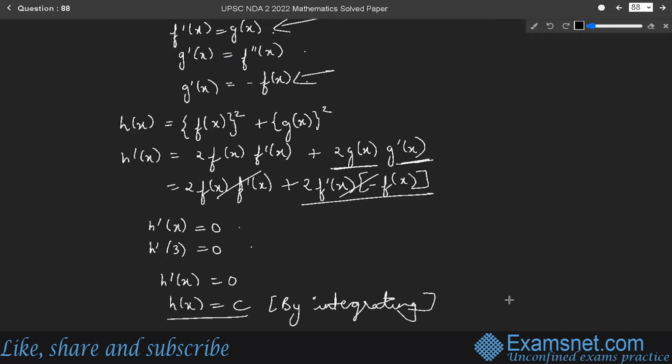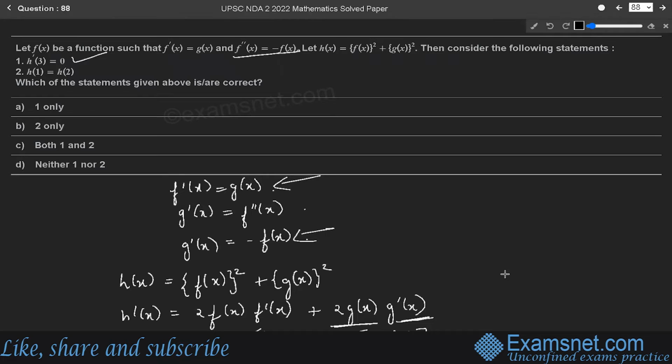Since h of x is equal to c, which is a constant, any constant will be equal. We can keep any constant and they will be equal. So according to this, the second statement is also correct, which is h of 1 is equal to h of 2. In the place of x, we can keep anything, but it will be a constant only. Therefore, both the statements are correct for this question. So the correct option is option number C, which is both 1 and 2.